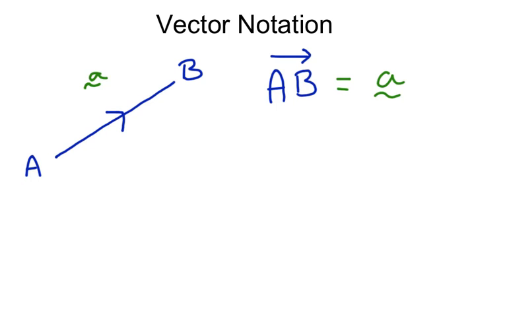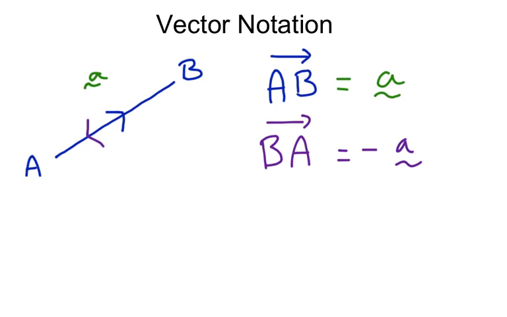We can also look at the vector going backwards from B to A. So the vector from B to A, going in the opposite direction, would be if our arrow was pointing the other way, and that is equal to negative a. So if it's going in the opposite direction, it is negative a.